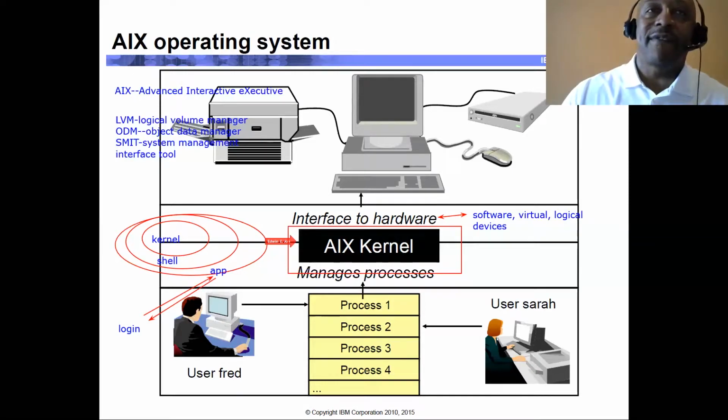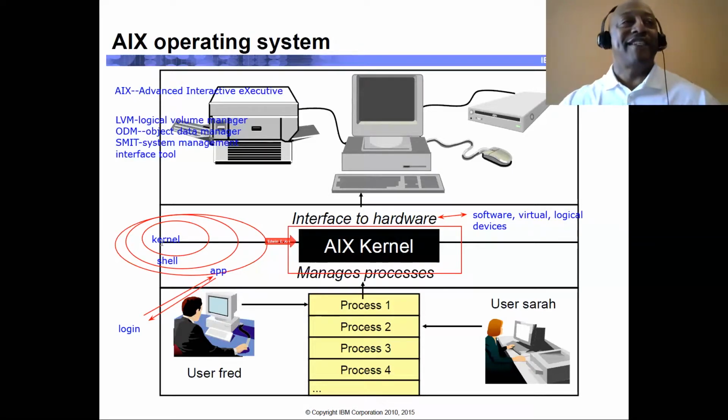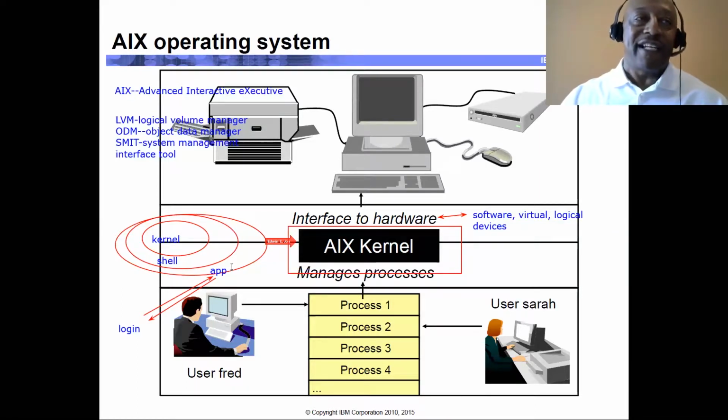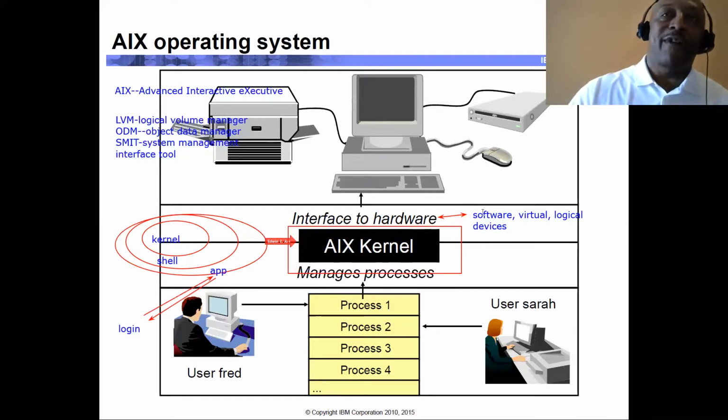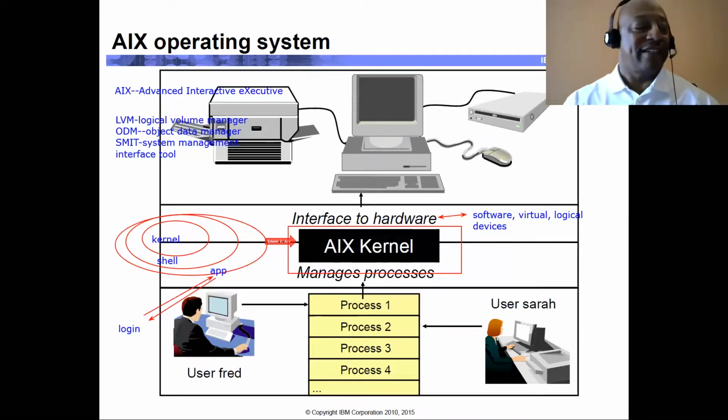Again, they have a different little view here, but we can look at this as layers, the kernel being the heart, the centerpiece of the OS. We interact indirectly with the kernel through the use of the shell, primarily by default the Korn shell. Then we log into an application, and that application interfaces with the shell, which in turn interfaces with the kernel, and the kernel interfaces directly with the hardware, software, virtual, and logical devices.